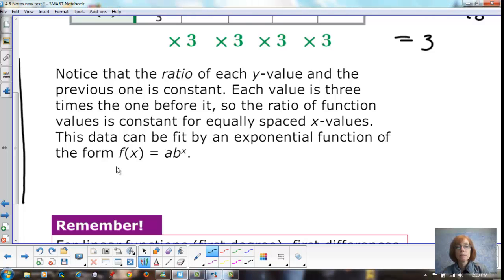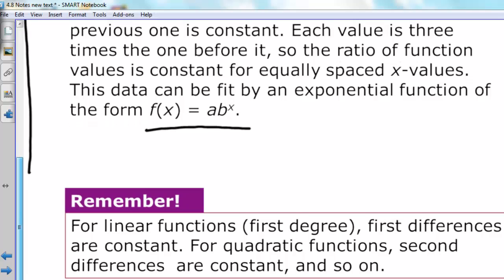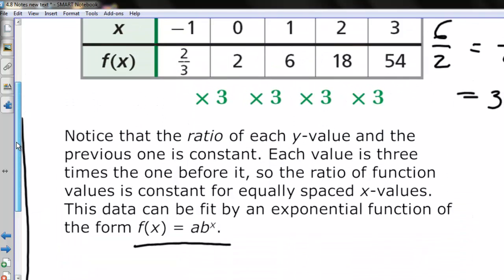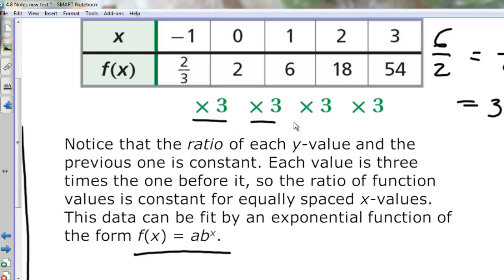This data can be fit by an exponential function of this form, f of x equaling a times b to the x. Remember, for linear functions, first degree, the first order differences are constant. For quadratic functions, the second order differences are constant, and so on. But that's not what we're doing here. We're not taking differences. We're not subtracting 2 minus 2/3, 6 minus 2, and so on. We're dividing 2 divided by 2/3, 6 divided by 2, 18 divided by 6, and that's how we're getting the same number each time, by dividing, not subtracting.